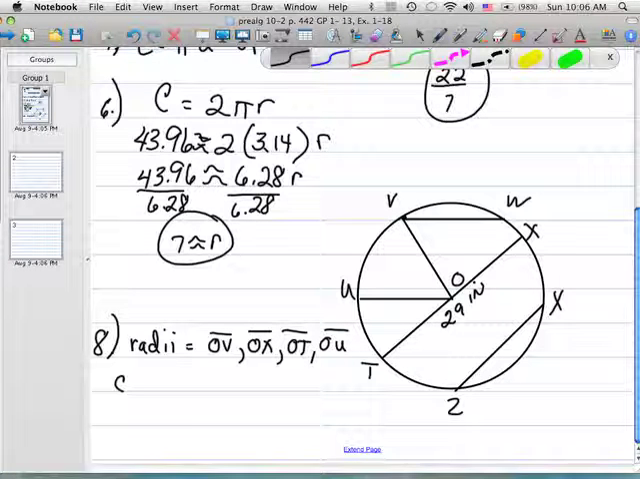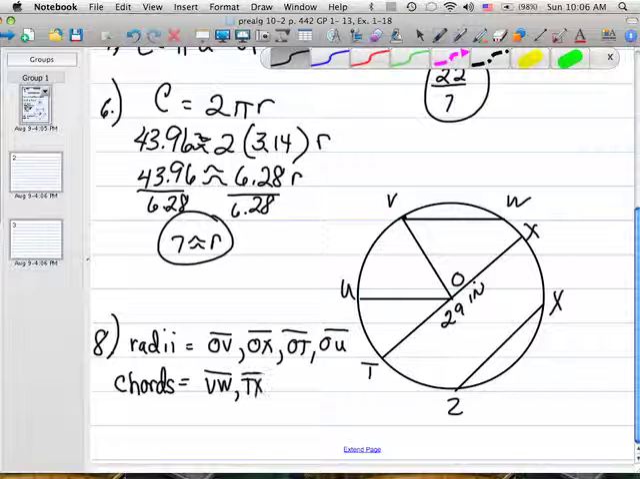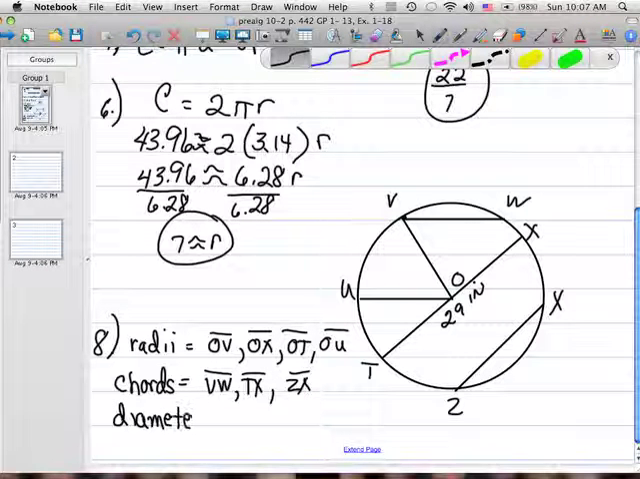Chords would be any line segments whose endpoints are on the circle. So I see one right here, VW. And the diameter, TX, and ZX is a chord. All the line segments with endpoints on the circle. And a diameter is a special chord that goes through the center, and that would have to be line segment TX.